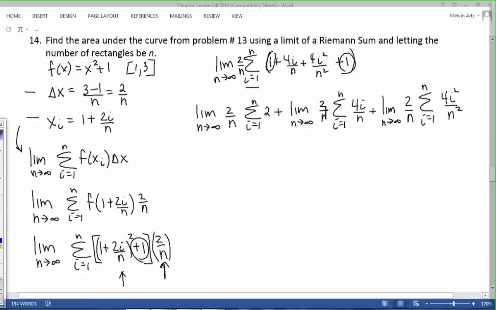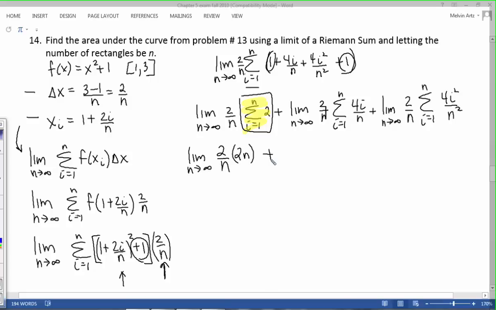Now let's look at this piece right here. If we're summing up 2 from 1 to n, that means it's 2 plus 2 plus 2 plus 2, n times. So if we take the summation of 2 from i equals 1 to n, that's going to be 2 plus 2 plus 2, n times, or 2 times n. Just this summation. And then we still need to take the limit as n goes to infinity of this term.